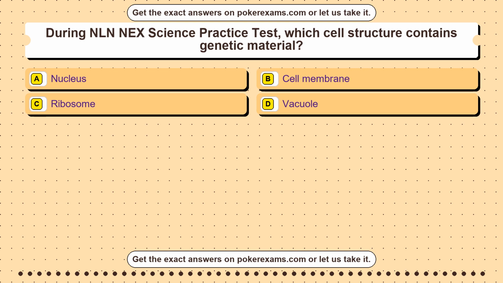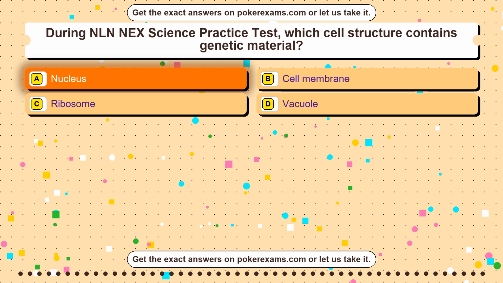Question 1. During GED-RLA practice test, which sentence uses correct subject-verb agreement? Option A. The students is ready. Option B. The student are ready. Option C. The students are ready. Option D. The student be ready. The correct answer is option C.